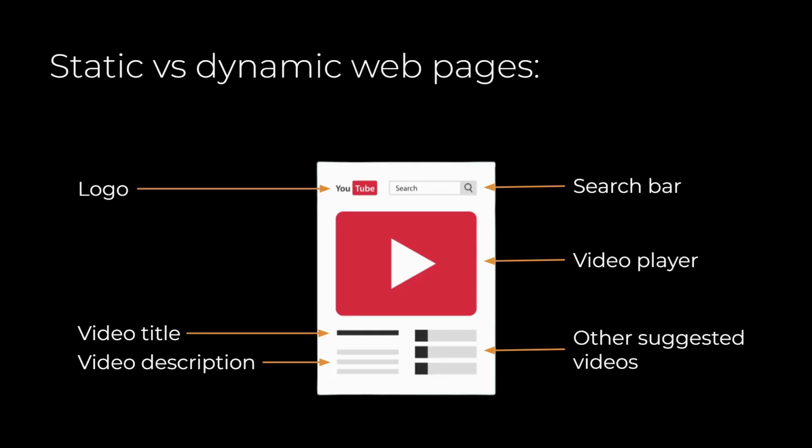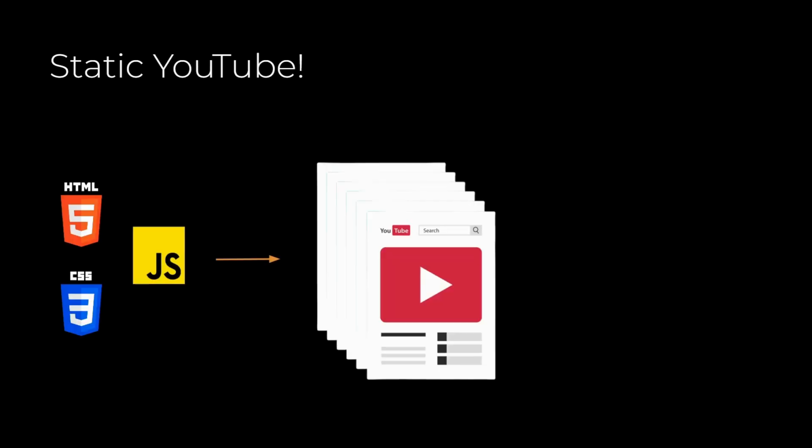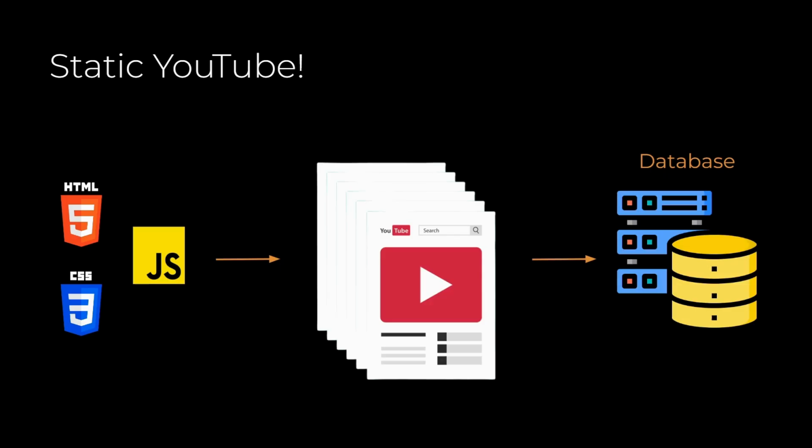What would have happened if YouTube was a static website? Then we would need to make a page for every single video uploaded on YouTube using HTML, CSS, and JavaScript and store it in the database. This process would be very inefficient because we are saving the same HTML, CSS, and JavaScript for every single video.